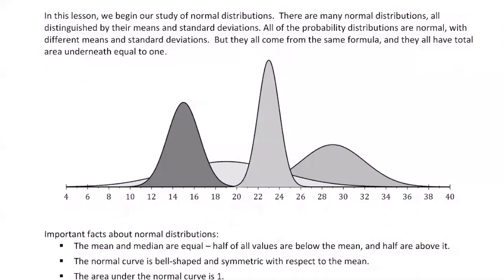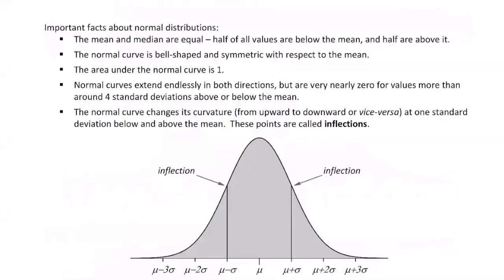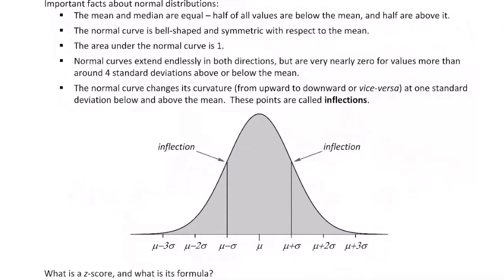Important facts about normal distributions. The mean and the median are equal. Half the values are below the mean and half are above the mean. The normal curve is bell-shaped and symmetric with respect to the mean. The area under the normal curve is 1. Normal curves extend endlessly in both directions, but are very nearly 0 for values more than around 4 standard deviations above or below the mean. The normal curve changes its curvature from downward to upward at 1 standard deviation above or below the mean.